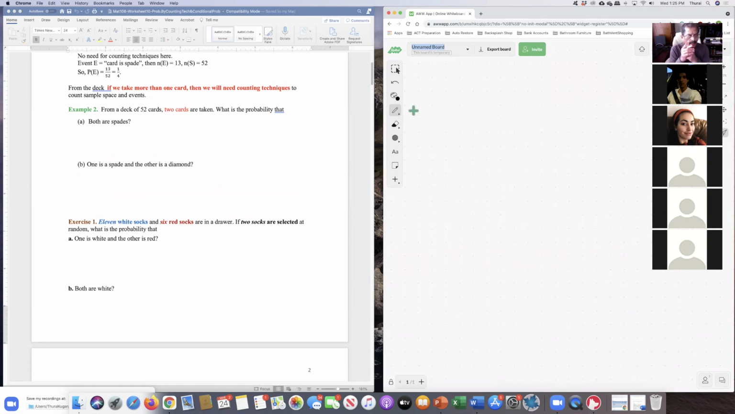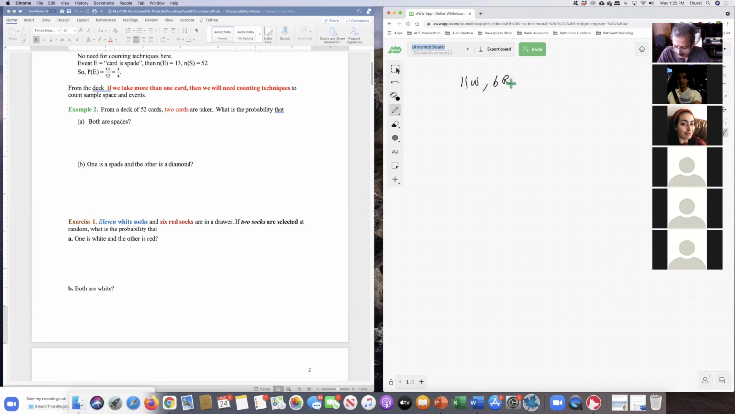11 white socks and 6 red socks are there. 11 white, 6 red. 2 socks are selected at random. What is the probability that one is white and the other is red?